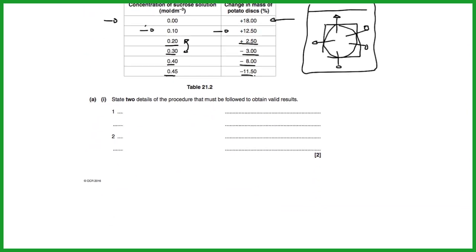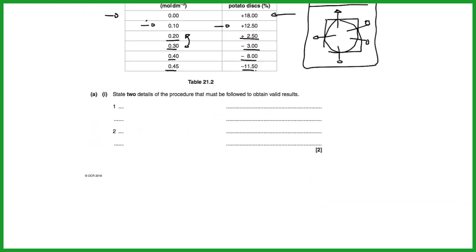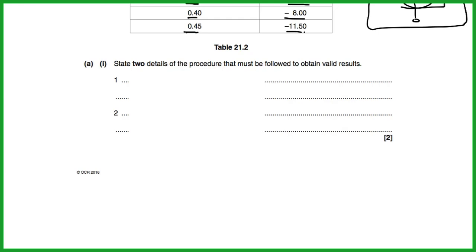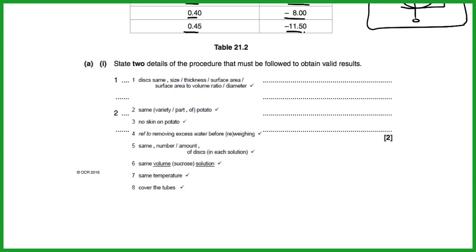Now state 2 details of the procedure that must be followed to obtain valid results. Now valid results means that the experiment is actually testing the phenomenon that you say it's testing. So to ensure validity, you should do things like make sure that the potato discs are all the same size, because that would affect the rate of diffusion, therefore the rate of osmosis. You need to compare like with like, so you should use the same variety of potato. There should be no skin on the potato.